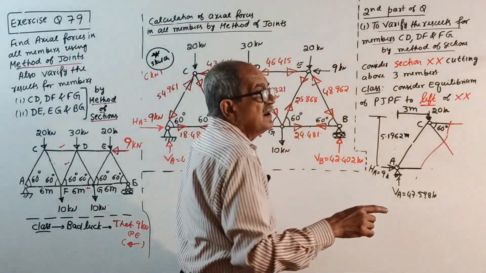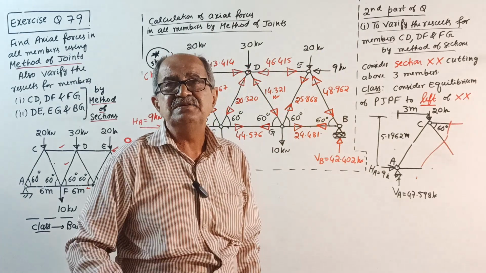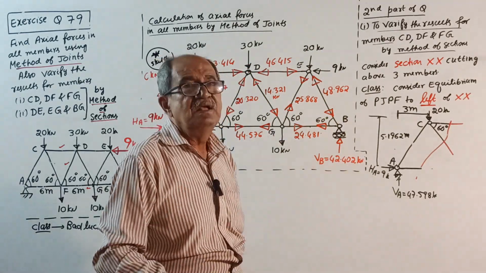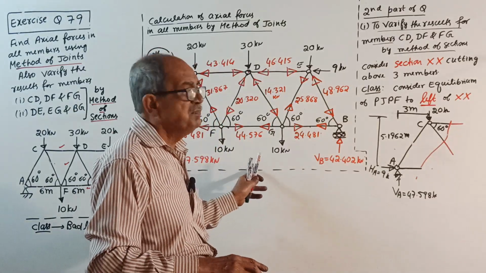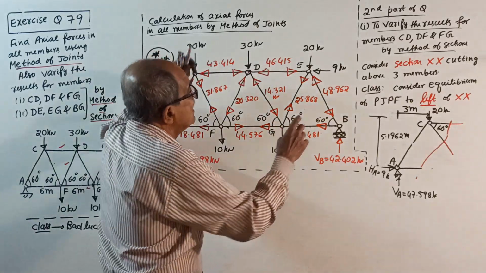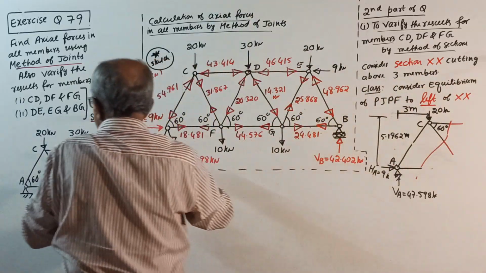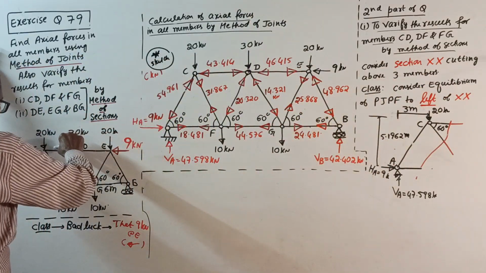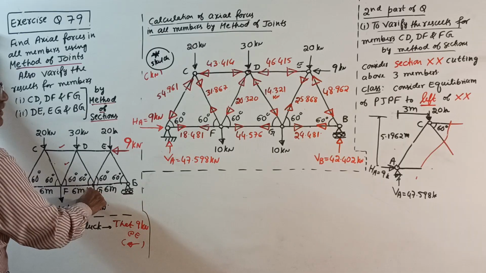You refer the sketch used for finding reactions, not the sketch there, where reactions are unknown. But by this time, you know the reactions. So what you do? Consider section XX, cutting above three members. See here. Cut these three members. These three members, F also intact.